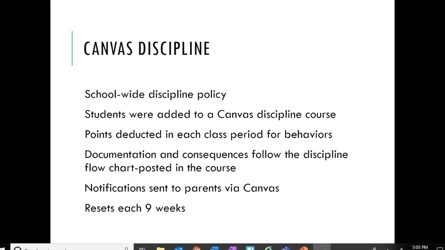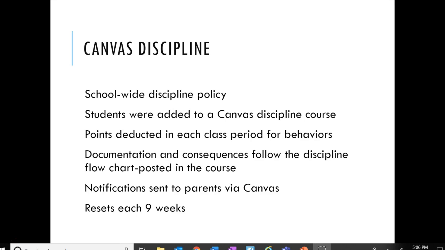A little more information about our Canvas discipline course. It is a school-wide discipline policy. Students were recently added to this Canvas discipline course where points will be deducted in each class period for any type of behavior disruptions or distractions. This can include disrupting a class with inappropriate behaviors. It can include not following instructions, and this acts as our documentation, and consequences will follow the discipline flow chart that's posted in the course.